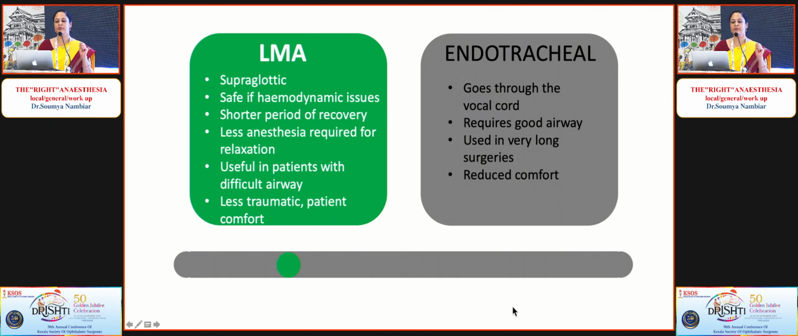That is the difference between LMA and endotracheal intubation. What is the difference? Most of the surgeons nowadays prefer an LMA, that is the laryngeal mask airway. Basically it is a supraglottic airway. It is found to be safe, it is less traumatic to the patient, and useful in difficult airways, when you are not able to put the tube. It is also said that less anesthesia is required for relaxation, and there is a shorter recovery time.